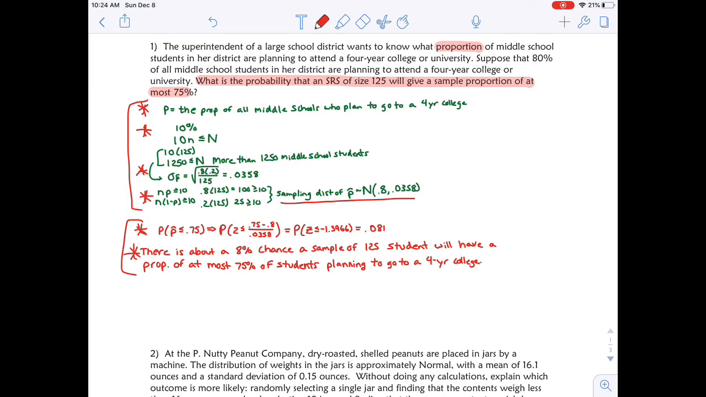Another thing is, just remember in a sampling distribution, the mean of our sampling distribution of p hat is again equal to the population proportion, and so that's where that value comes from.